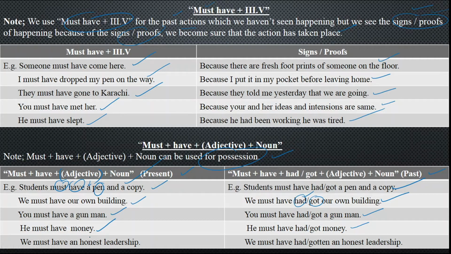We must have an honest leadership. We must have had an honest leadership, or we must have gotten an honest leadership. So must have plus the third form is used for the present, and must have plus the third form of the verb is used for the past, for the possession. Hope it is also clear to you.